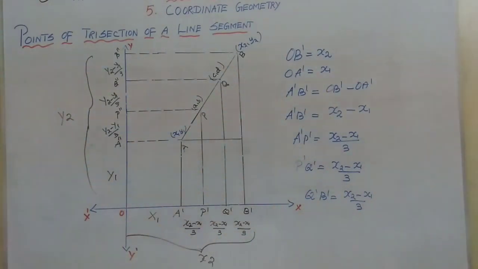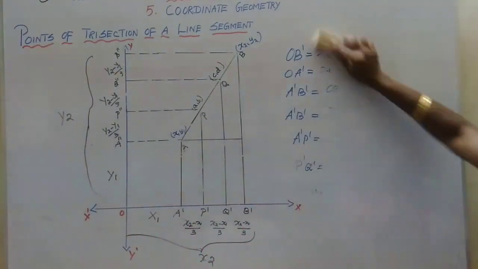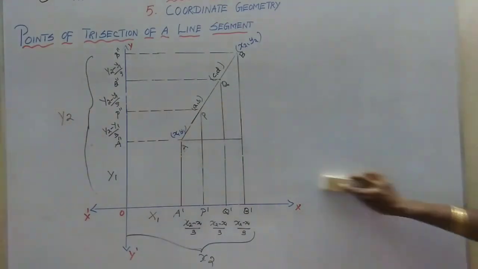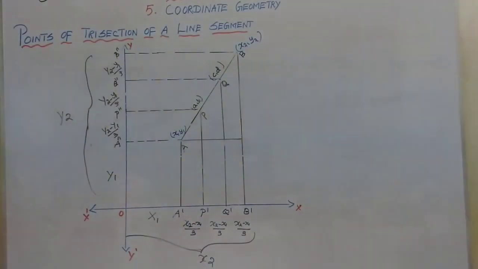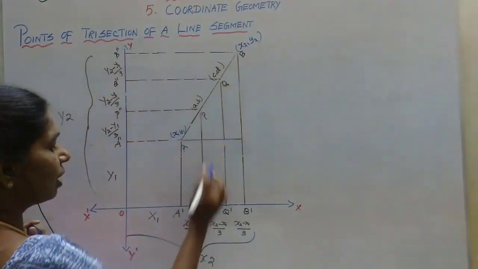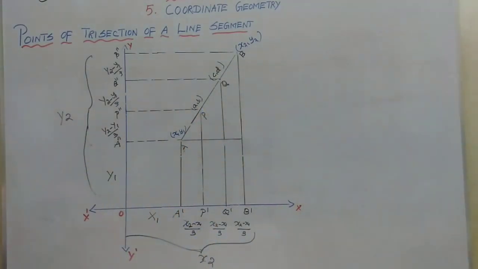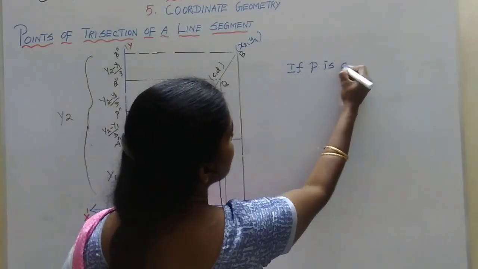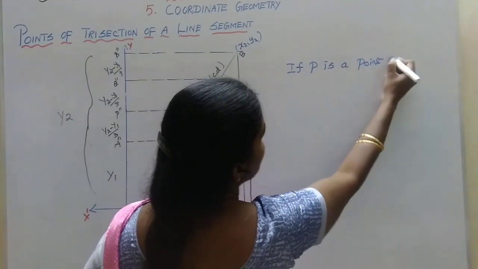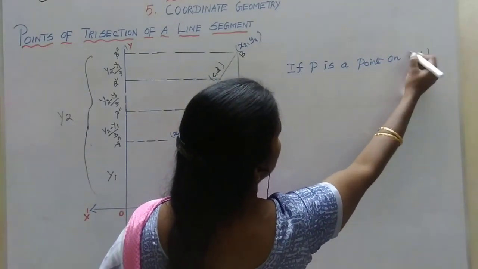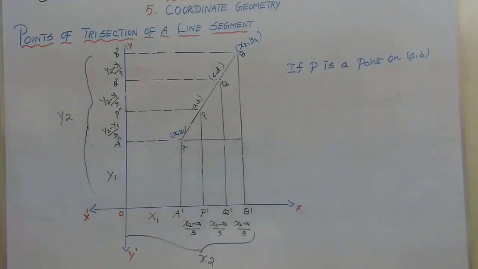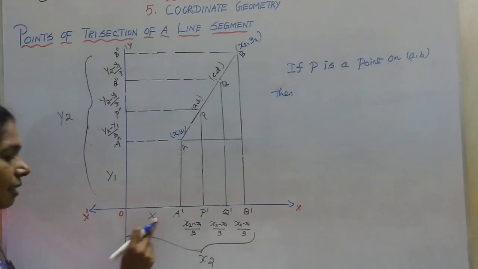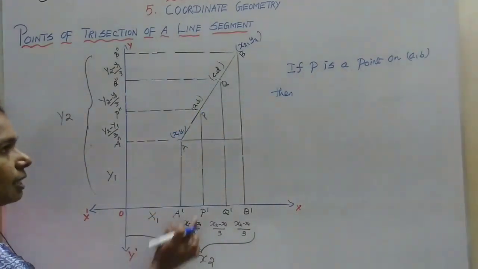Now, if P is a point A comma B, where is the P? Here is P. So we have to take up to P dash. If P is a point on A comma B, then what does A mean? This length A means what? Distance.